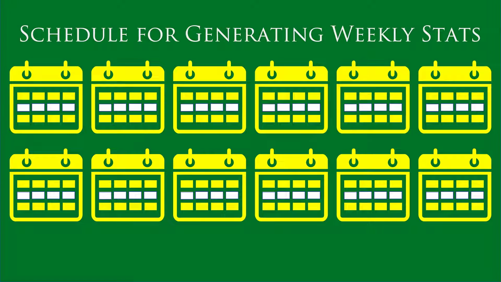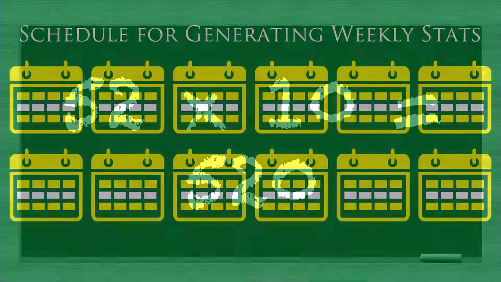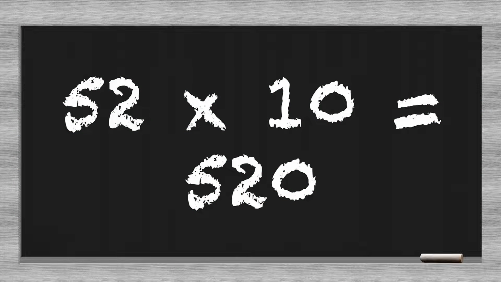So say you had a process which, done manually, would take 10 minutes, and that process was something that you did every week. Over a year, that's a lot of 10 minutes. 52 times 10 is 520 minutes, which is nearly 9 hours. Using a macro, you could automate that process and save yourself a lot of time.